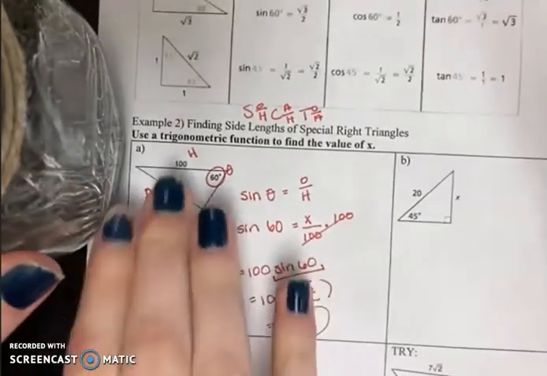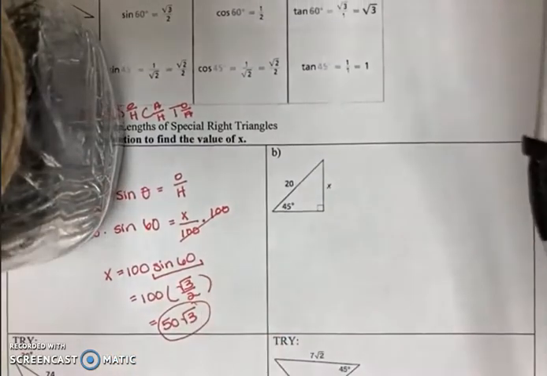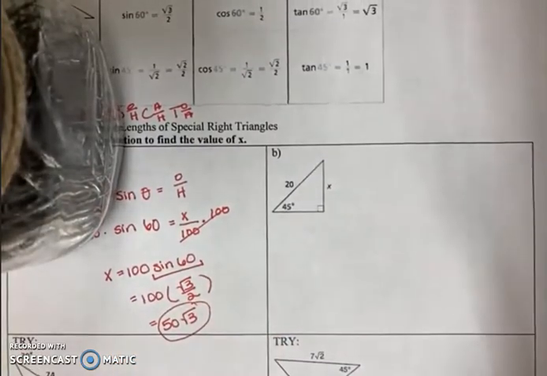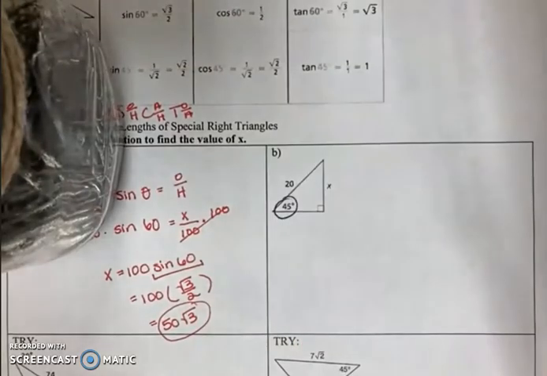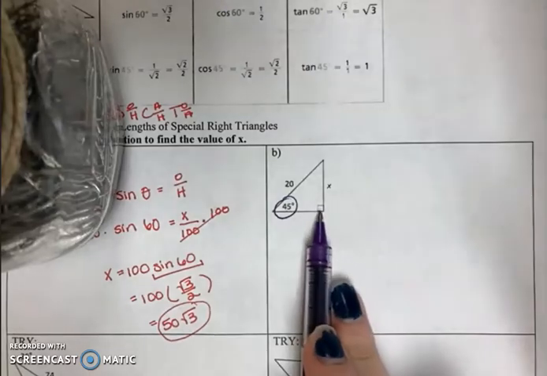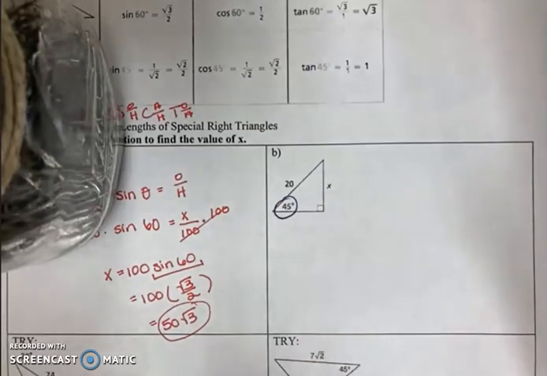Okay, let's try part B. Now I have a reference angle of 45. It's worth pointing out that your reference angle will always be 30, 60, or 45. You cannot use the 90-degree angle as your theta. Okay, theta is an acute angle of a right triangle, not ever the right angle.